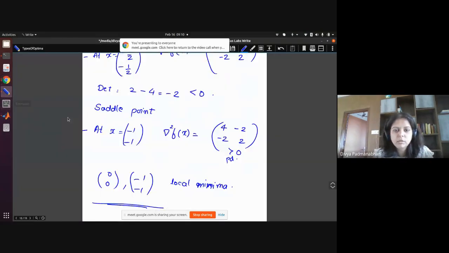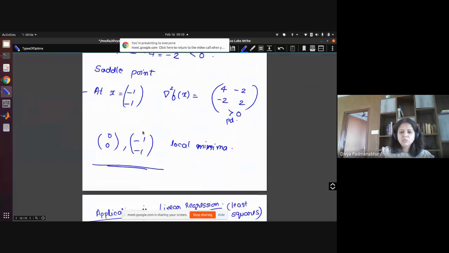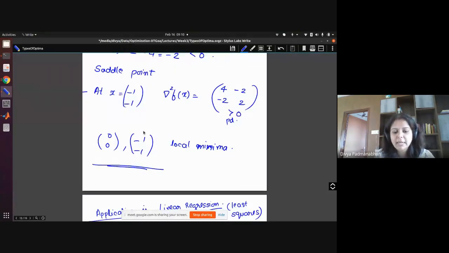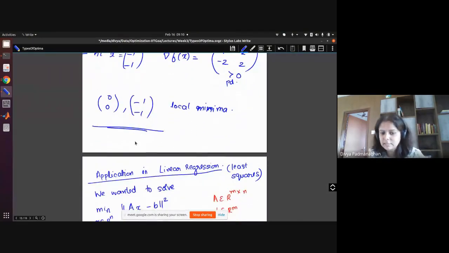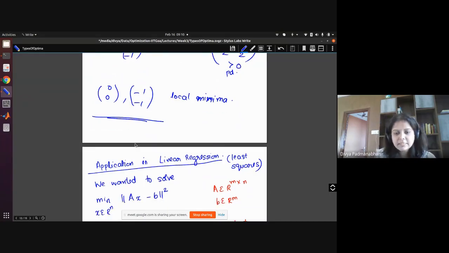So now I just want to also come back to an application that we had started discussing the last time. I'd mentioned this linear regression application, where you will have these unconstrained optimization problems. Let's see if we apply these in the context of linear regression, also called the least squares problem.